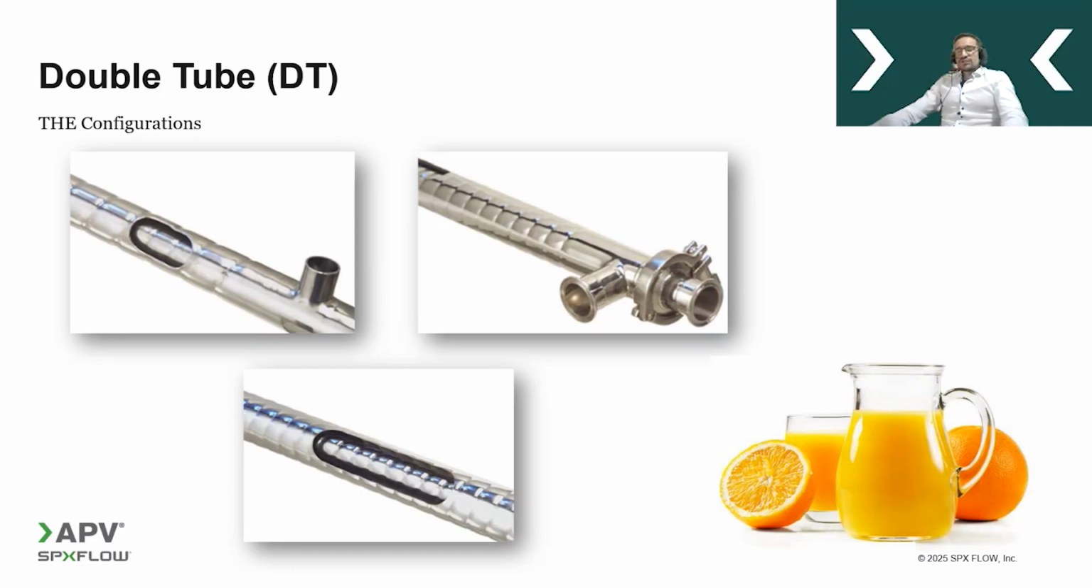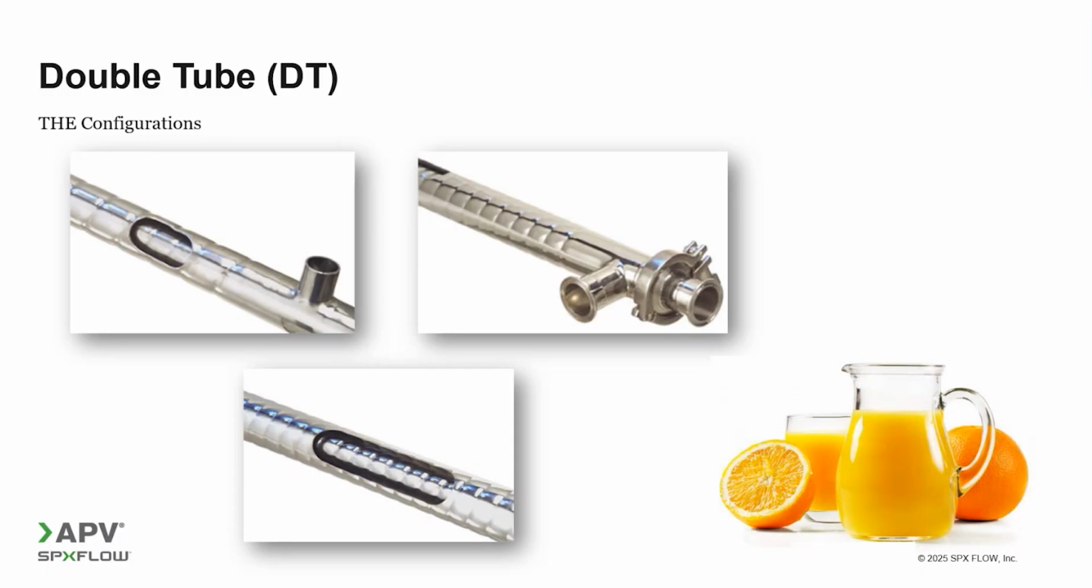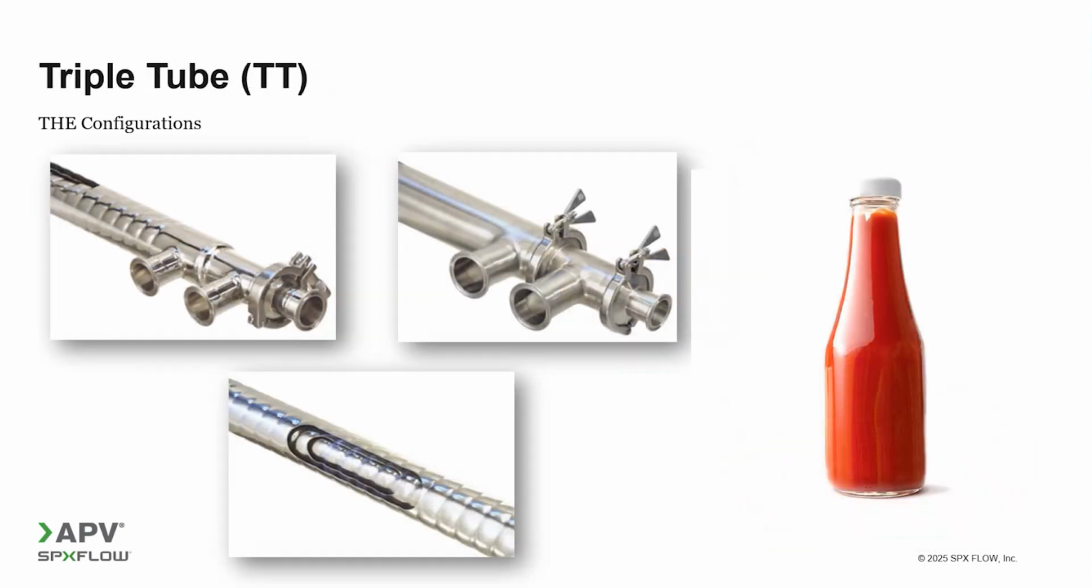So even though it's not the most efficient thermally, it is the right choice when product integrity and gentle handling are the priority. Now we move on to the triple tube heat exchanger, and as the name suggests, it's made of 3 concentric pipes. The product would be flowing in the annular space between the innermost and the outermost tubes. This configuration is especially suited for high viscosity products where flow behavior and heat transfer become more challenging.